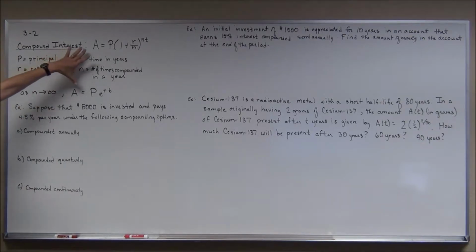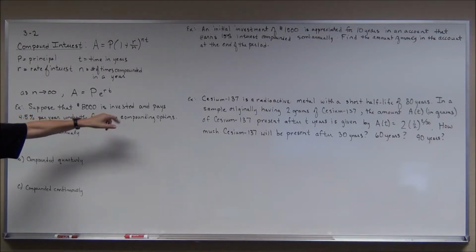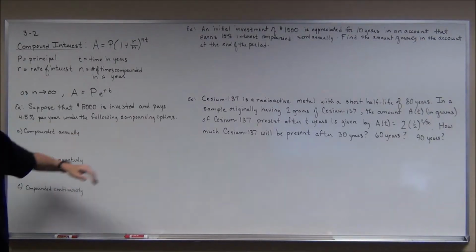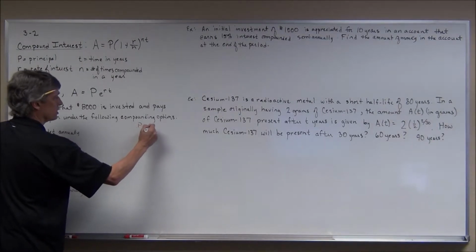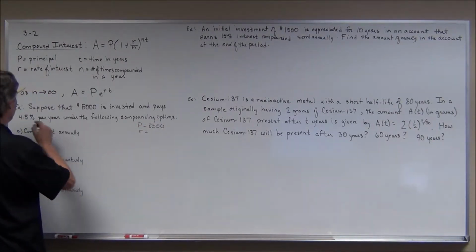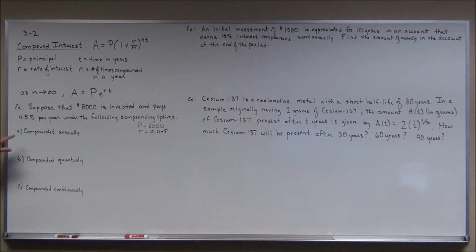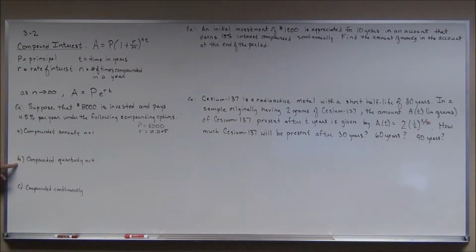So I'm going to use these two formulas to answer these questions based on this original setup. Suppose that $8,000 is invested and pays 4.5% interest per year under the following compounding options. What we're going to do is figure out how much money there is. So this is your principal, and this is your rate of interest. We're going to let P be 8,000, and we're going to let R be 0.045. In this problem, n is going to equal 1 because it's compounded once a year. In this problem, n is going to equal 4 because it's compounded quarterly. And in this one, we're going to use this formula because it's compounded continuously.